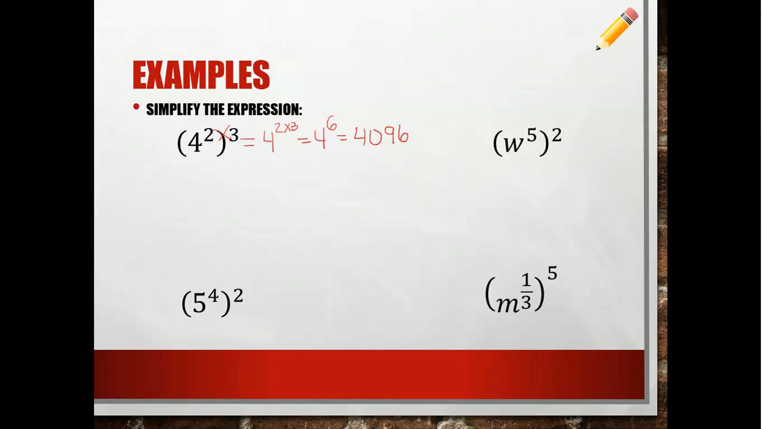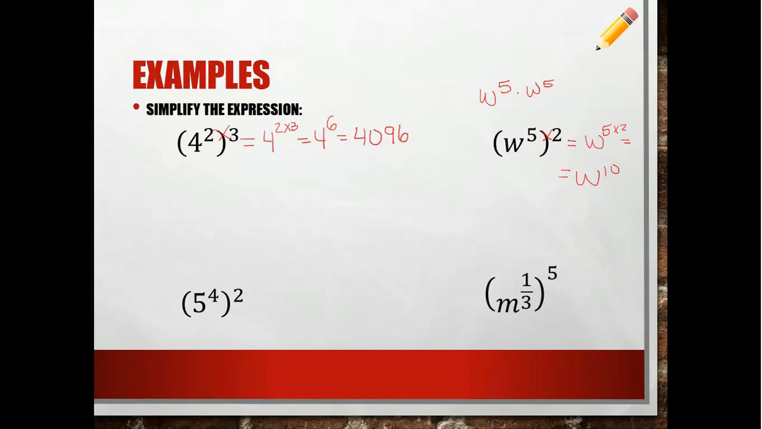W to the 5th to the 2nd power. So what we're going to do is multiply the 5 and the 2. So 5 times 2, which I'll get W to the 10th. Think of it this way, guys. What this is telling me is write W to the 5th twice, add the exponents. So we're just doing a quick way of all the adding, if you want to consider it that way.